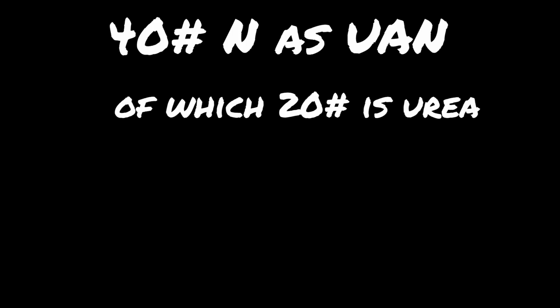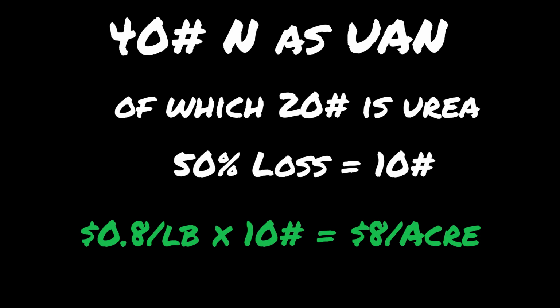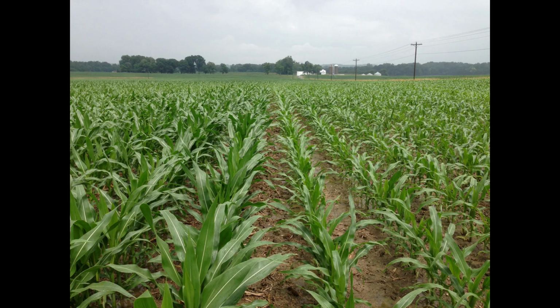We're banding it, so we are reducing that risk. But even if we lose half of that 20 pounds, that's 10 pounds of nitrogen. And if we use 80 cents a pound, that's $8 that's at risk. We can get an NBPT product for about $3 an acre to protect that nitrogen.